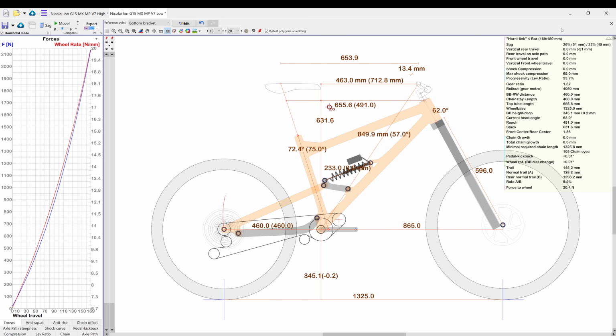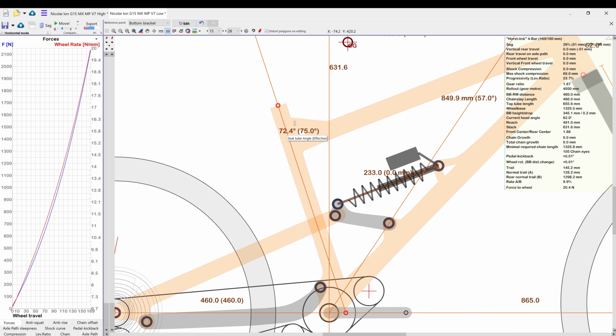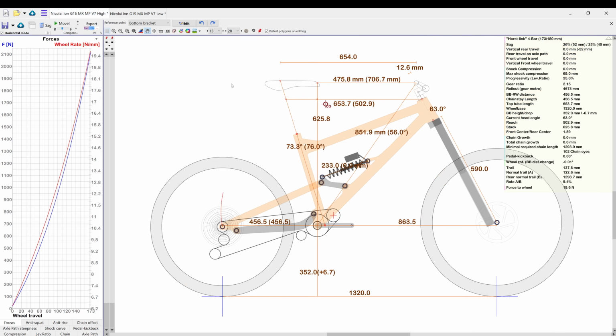Considering that all but one of the changes I made to the stock bike have slackened the main frame, one thing that might stand out is that the seat angle is a bit slacker than what can be found on current bikes. Or that would be the case if bike manufacturers actually told you the correct angles.